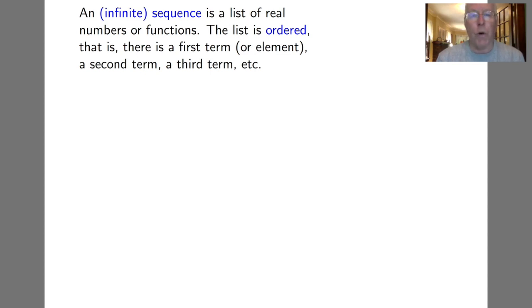Usually this list is ordered in the sense that there's a first term of the sequence, a second term, a third term, etc. One example of a sequence is this: the list of numbers 1, 1 half, 1 third, 1 fourth, etc., 1 over k. The dots at the end indicate this goes on forever. And this is an example of a sequence where the kth term is the reciprocal of the positive integer k.